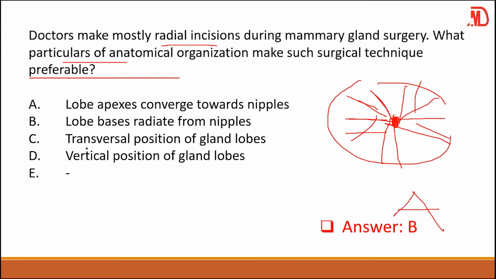That is A, because all the lobe apexes converge towards the nipple. They converge towards the nipple. So the answer should be what? Should be A, not B. A. All right.